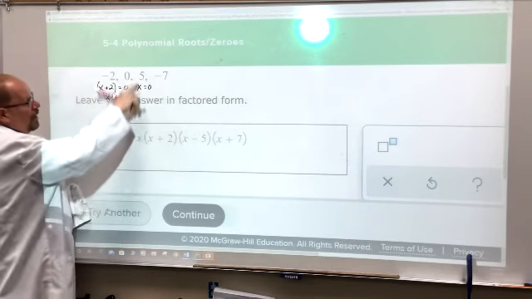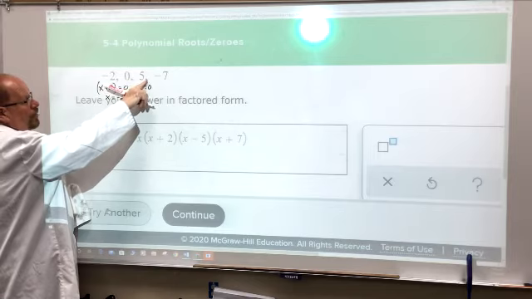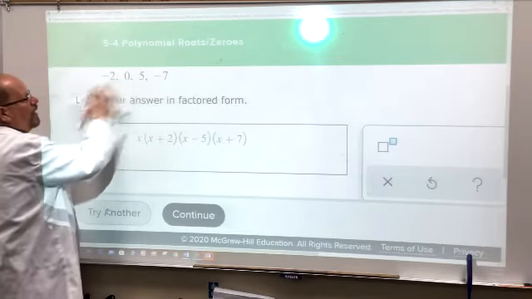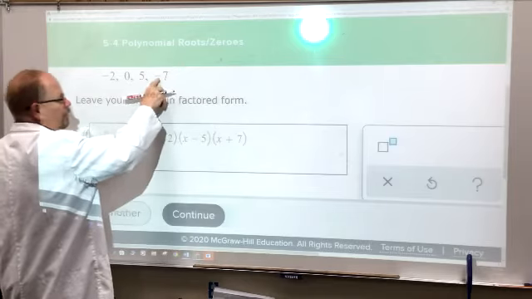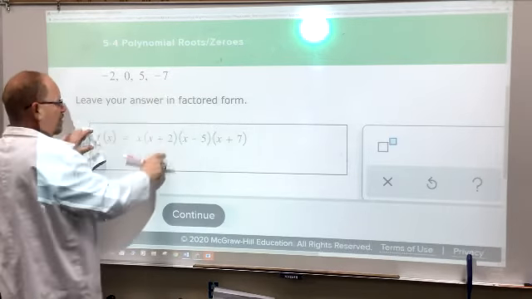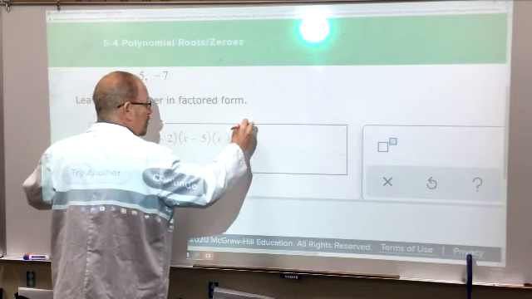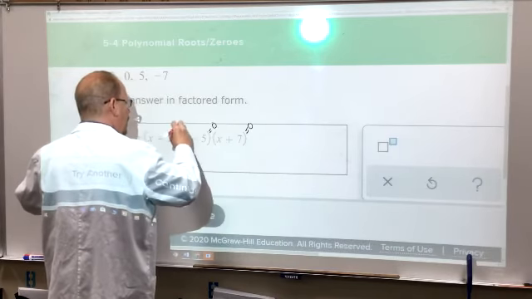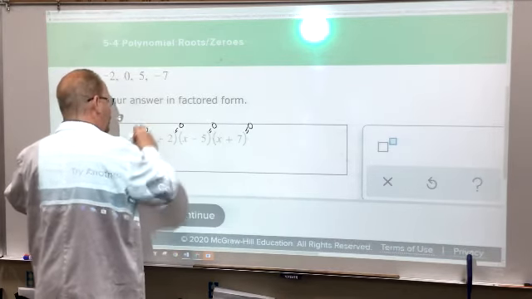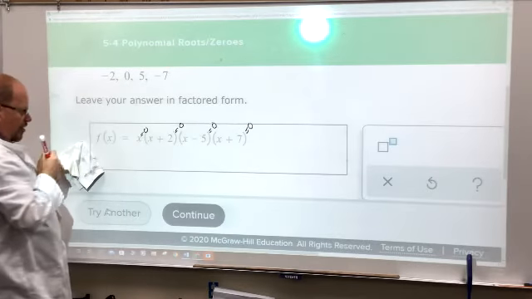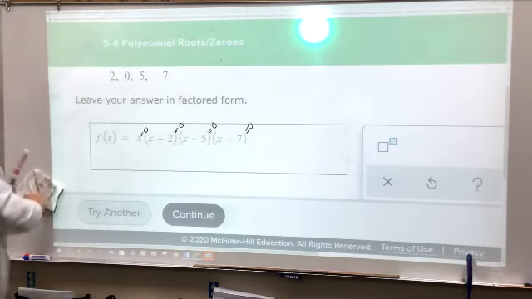So x minus 5 equals 0, so add 5 to both sides. X plus 7 equals 0, so subtract 7 from both sides. And you're going to get these. Here, that equals 0, that equals 0, that equals 0, that equals 0. And solve it. And that's where you got those numbers. So we're just going kind of backwards. Okay?